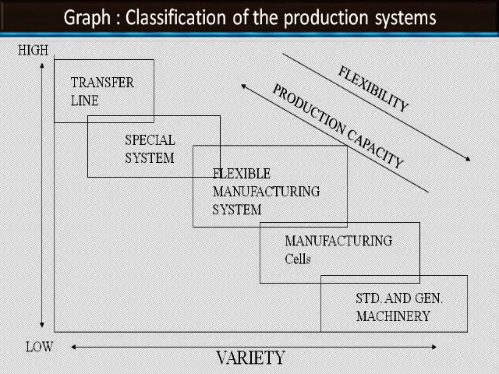Nowadays, the most requirement is that the part variety is more and production volume is more. So we neither use transfer lines nor use general purpose machines for this. So we now have to design a mid-volume, mid-variety production system. How do we design the mid-volume, mid-variety production system? Group technology is one answer for that. Group technology based production systems occupy the space in between transfer lines as well as the standard general machinery, which is the answer for mid-volume, mid-variety production system.